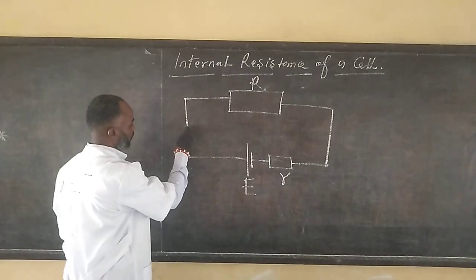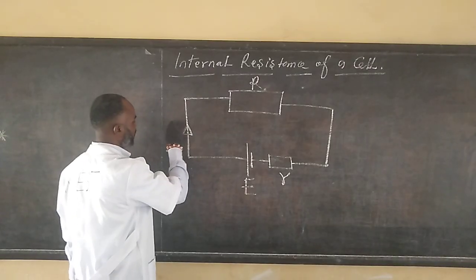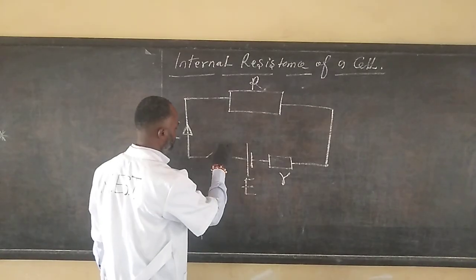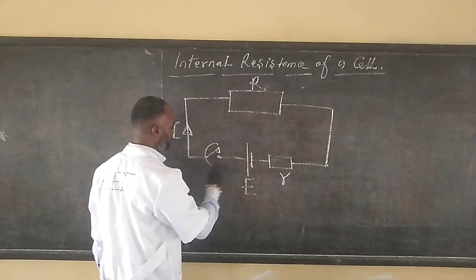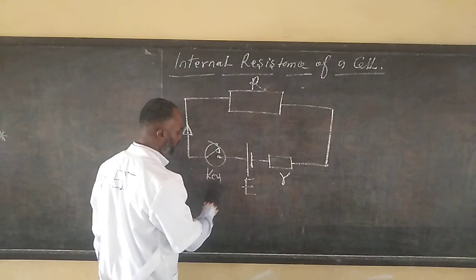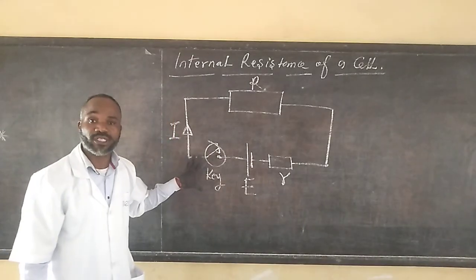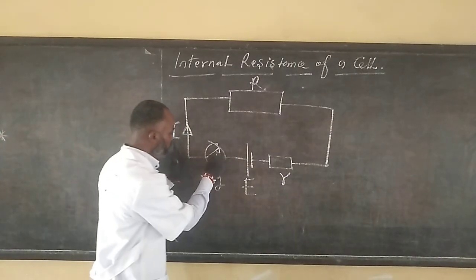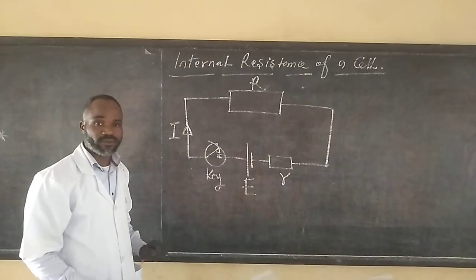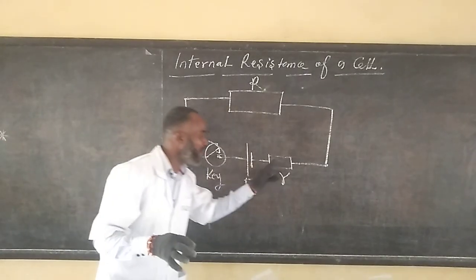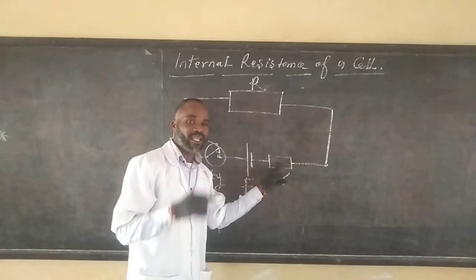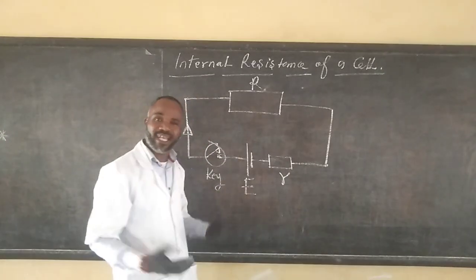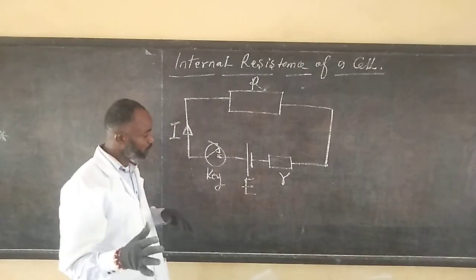Now, what do we do? Of course, we should know that here we have current flow. Somewhere here is the switch, okay? Somewhere here is our key, all right? If this key is turned on, current flows. That's what this shows. If it turns on, current flows. But our concern is the impact of the internal resistance of the cell on the flow of current around the circuit. That's our concern.